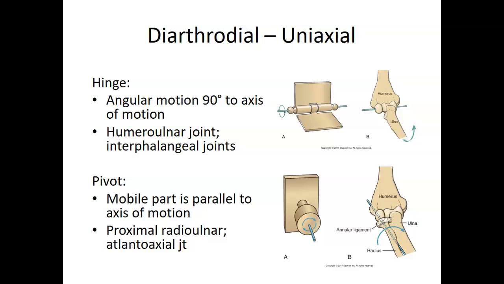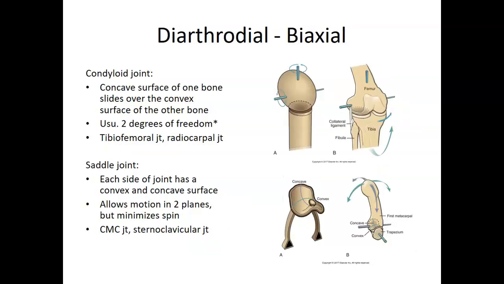The different types. The diarthroid, you have uniaxial, which means there's one motion. You can hinge or you can pivot. The pivot joints are the radioulnar and the atlantoaxial, the median atlantoaxial. Those are pretty much it as far as pivot joints. We have several hinge joints. Biaxial are like the condyloid joints and saddle joints.